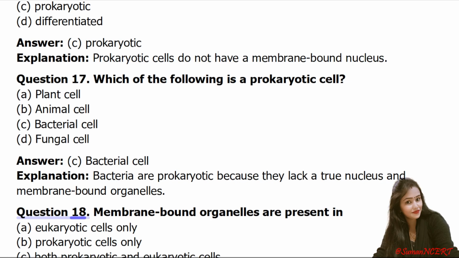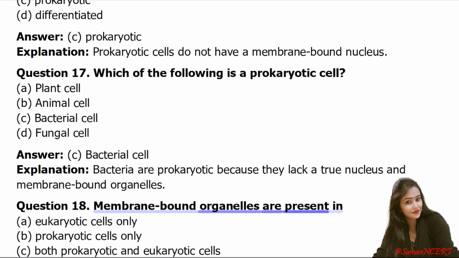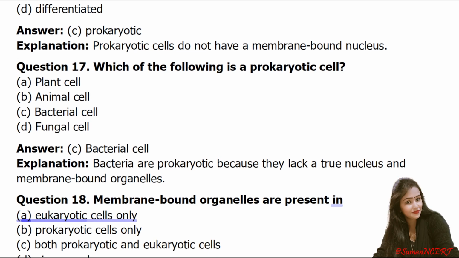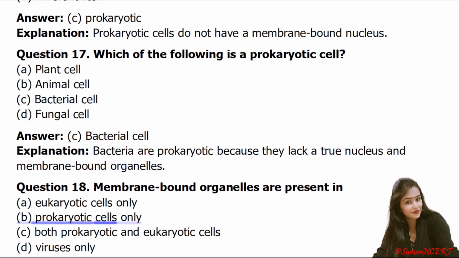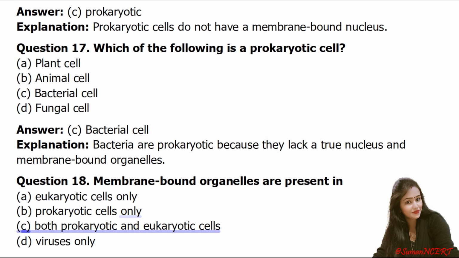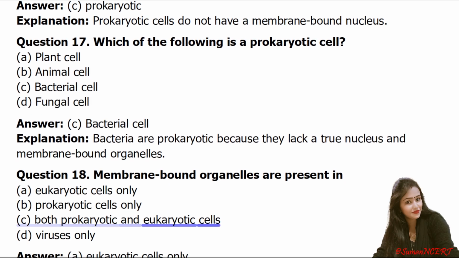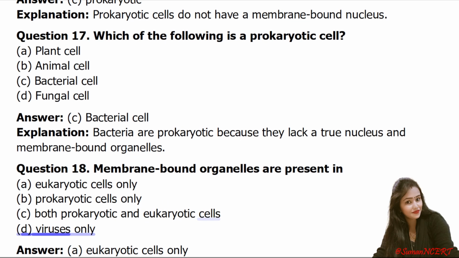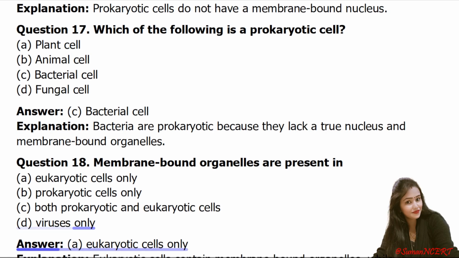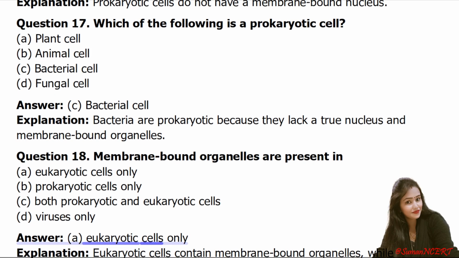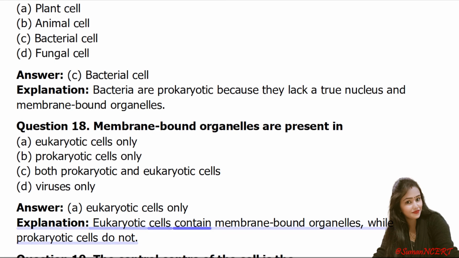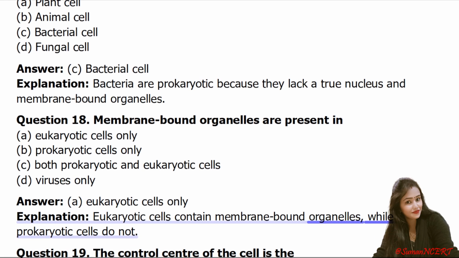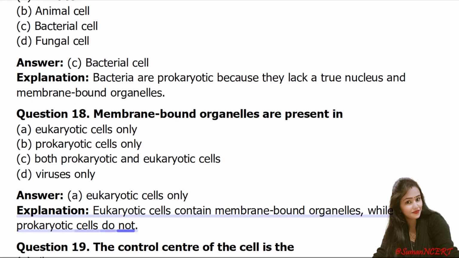Question 18. Membrane-bound organelles are present in: A. Eukaryotic cells only. B. Prokaryotic cells only. C. Both prokaryotic and eukaryotic cells. D. Viruses only. Answer: A. Eukaryotic cells only. Explanation: eukaryotic cells contain membrane-bound organelles, while prokaryotic cells do not.